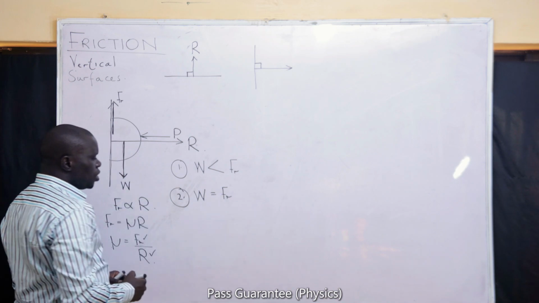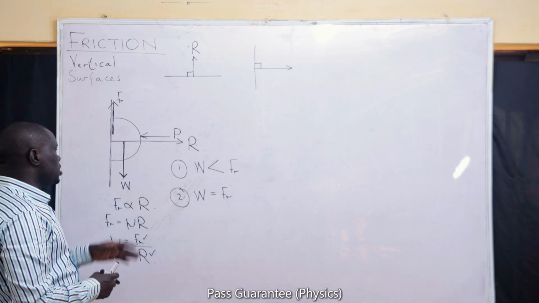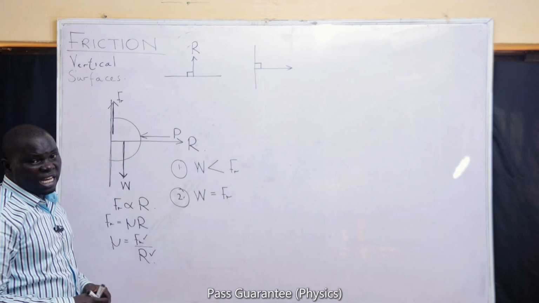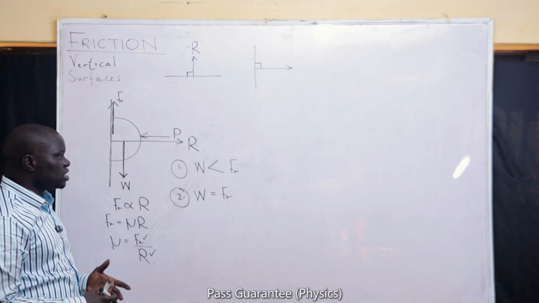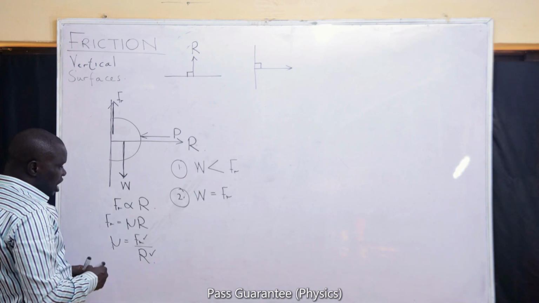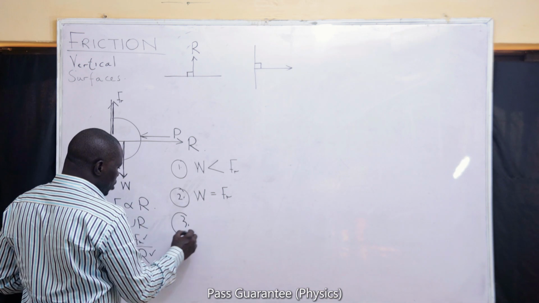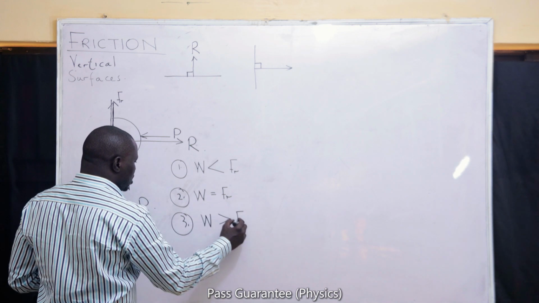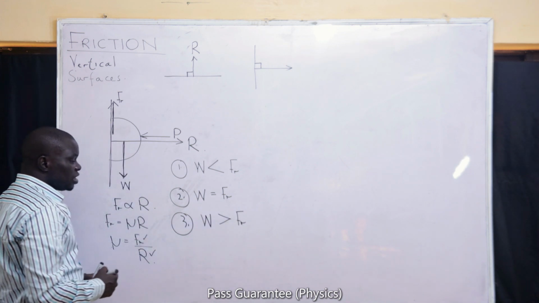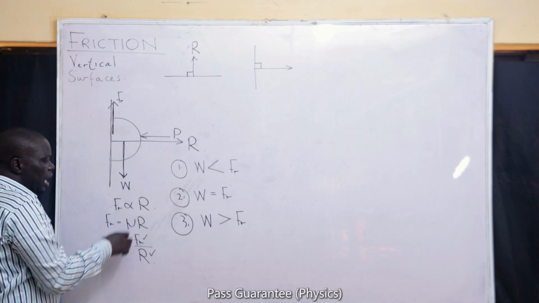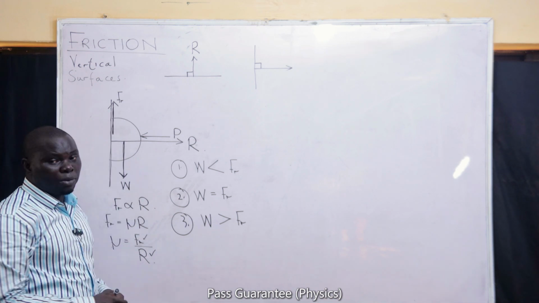If the weight is equal to the friction, it means this object will drop down at constant velocity. That is also possible. The third situation is obtained when the weight is greater than the friction. If the weight is greater than the friction, it simply means that this object will drop down, and it will drop down this time with an acceleration.